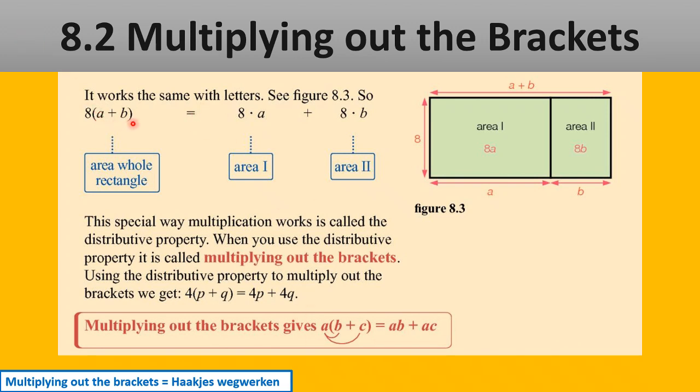8 times (a plus b). Hey, now we're using letters, right? That also works. 8 times (a plus b) is the same as 8 times a plus 8 times b, which I could then write down as 8a plus 8b. Oh, okay, but in the end we don't have brackets anymore. So that's why they call this multiplying out the brackets, de haakjes wegwerken, ervoor zorgen dat ze er niet meer staan.